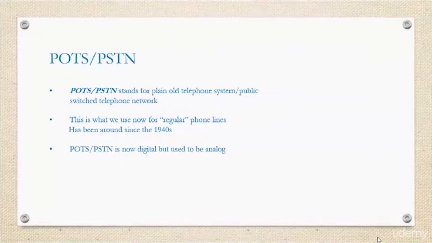All right, so the last technology we're going to talk about is POTS, which is plain old telephone system, or the PSTN, which stands for Public Switched Telephone Network, right? So how many of you out there are still using the telephone system anymore, right? I have a cell phone, so I use a cellular network, right? But you know, the POTS system is what we use for our phone lines, and that's actually been around since the 1940s. Now, this is now digital, but it used to be analog, and it also depended on something called circuit switch technology. And we had a dedicated line.